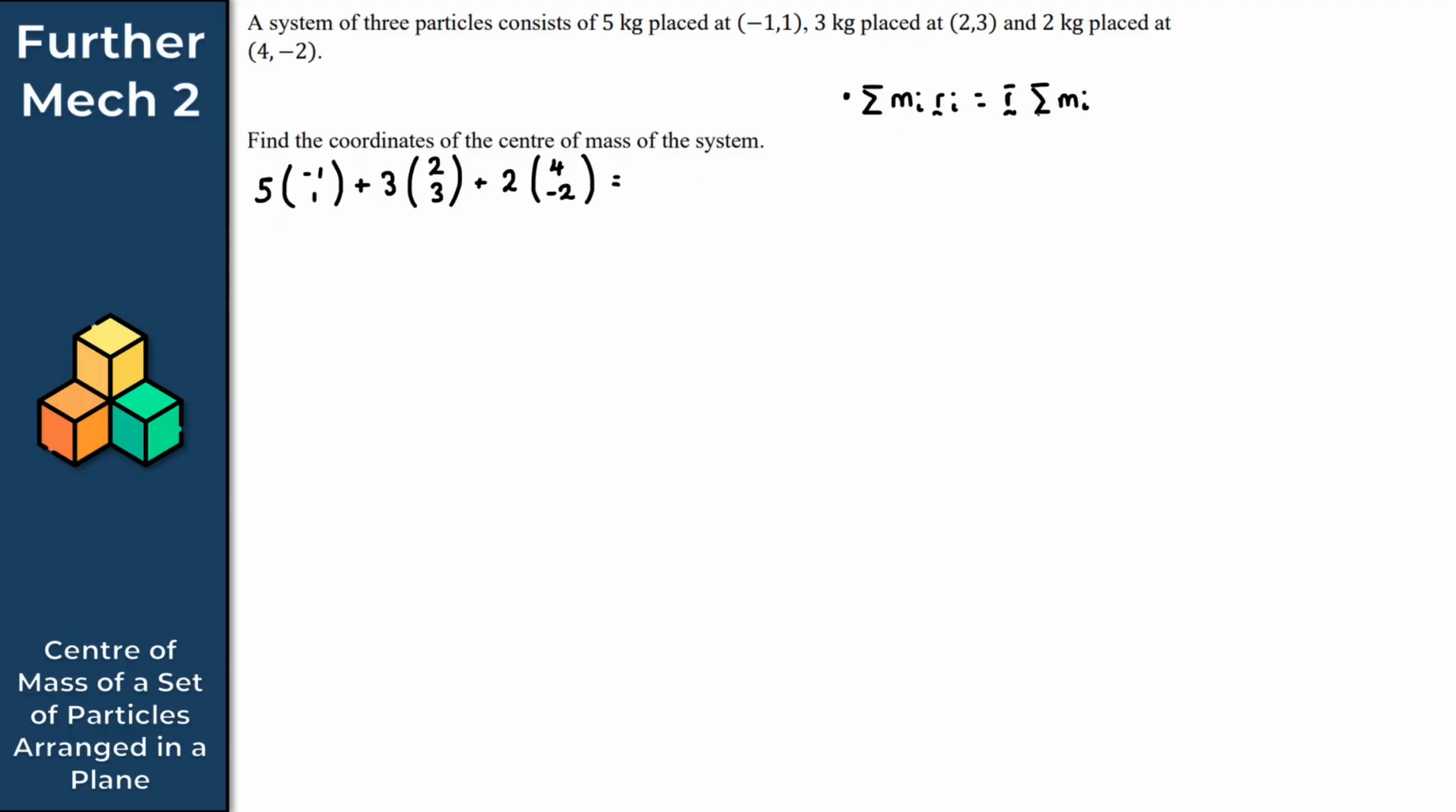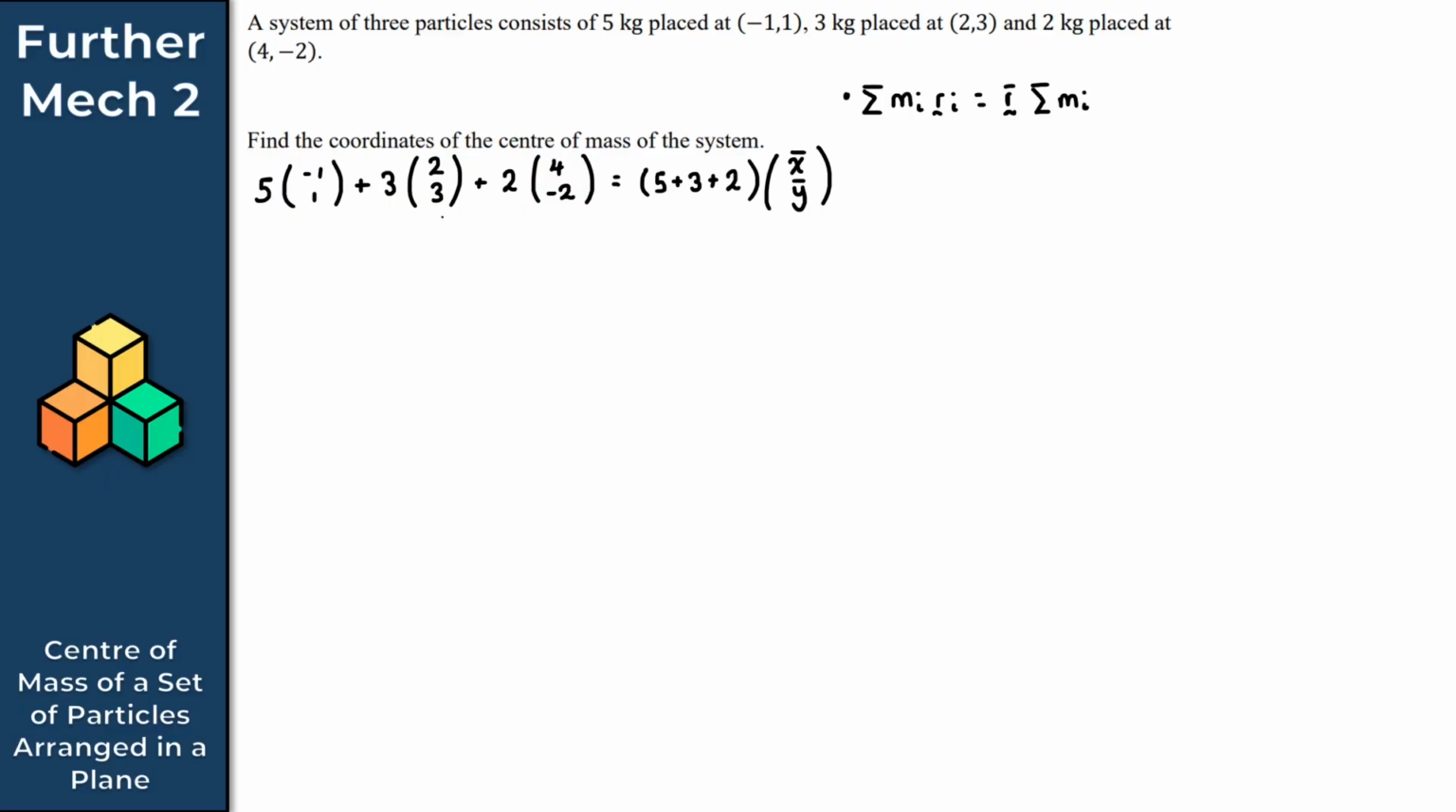the sum of the masses. So that's 5 plus 3 plus 2, and then we multiply this by r bar. At this point we don't know what r bar is, so we just take that as (x bar, y bar). Okay, so let's start by simplifying the left-hand side.